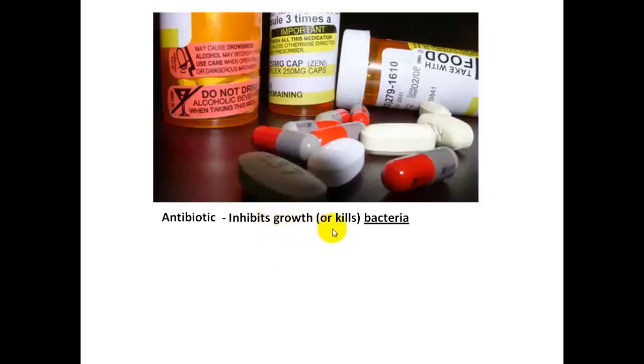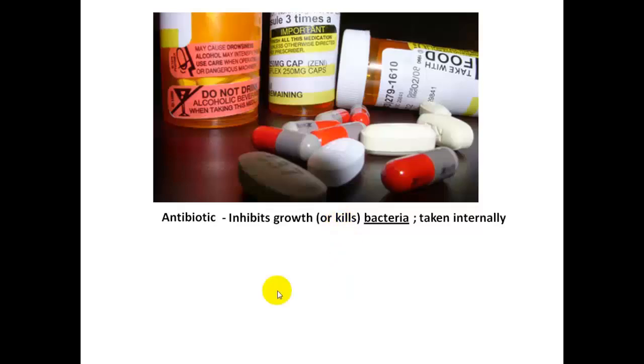And typically when you're talking about antibiotics, these are things that are taken internally as medications. There are different ways of categorizing antibiotics generally. One way of categorizing antibiotics is according to whether they inhibit the growth of the bacteria, or whether they actually kill the bacteria.